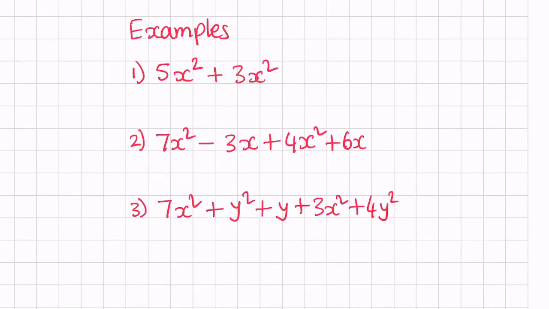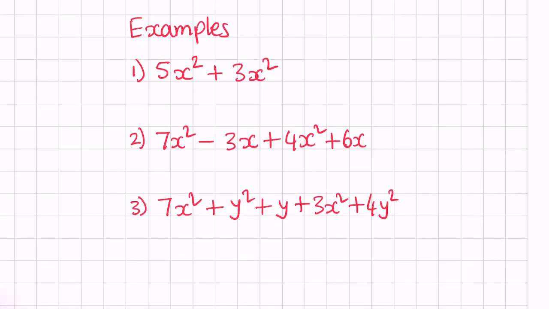Let's have a look at three more examples. The first one, we are adding 5x squared and 3x squared together. And we can see the powers are both the same, so x squared and x squared. So we have 5 lots of x squared adding 3 lots of x squared, which is altogether 8x squared.